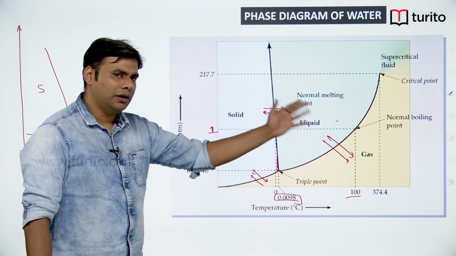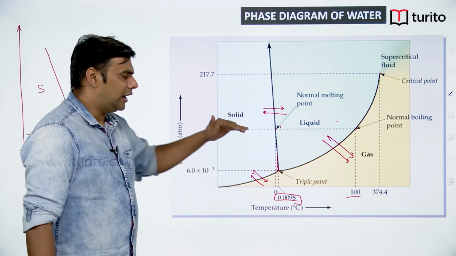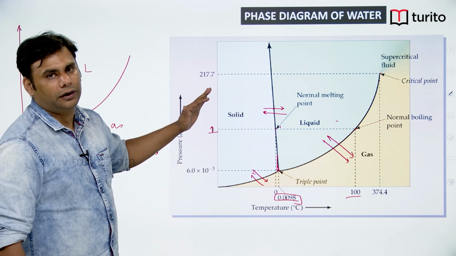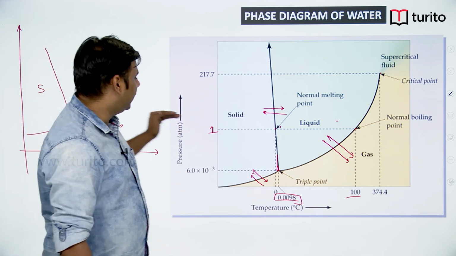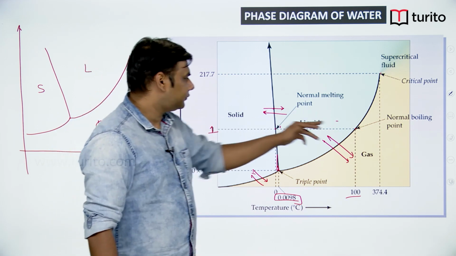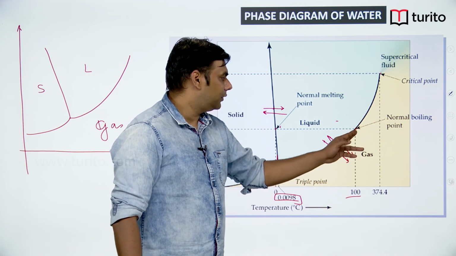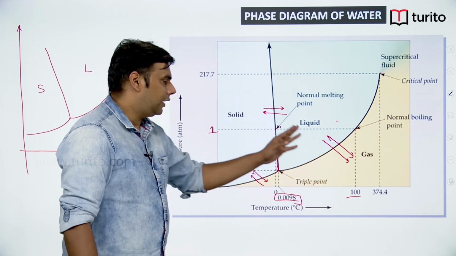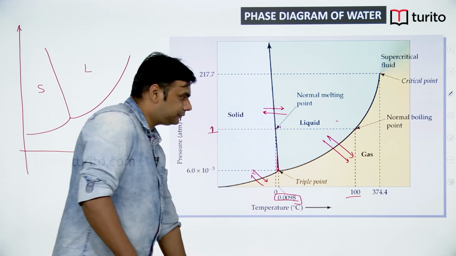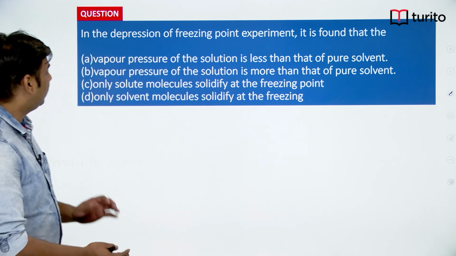How does the graph look? What are the regions where the equilibrium is established, and how do you locate the freezing point, the melting point and the boiling point? So when the vapor pressure becomes 1 atm, the temperature corresponding to the liquid-gas graph would be the boiling point, and that with solid and liquid would be the freezing point. Okay, so let us look at this question.